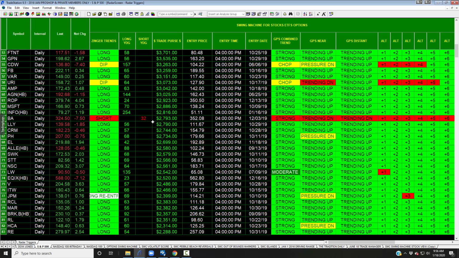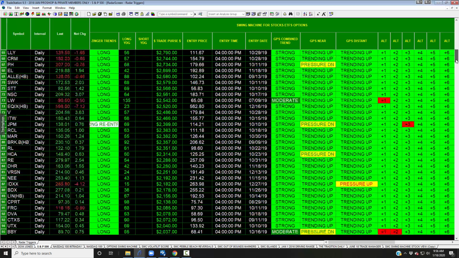$2,793. If you didn't want to short, you might use this as an exit for a long, because previously Swing Machine would have been long, and Swing Machine would have saved you this drawdown of $2,793 on 100 shares. If you have more, you can do the math from there.